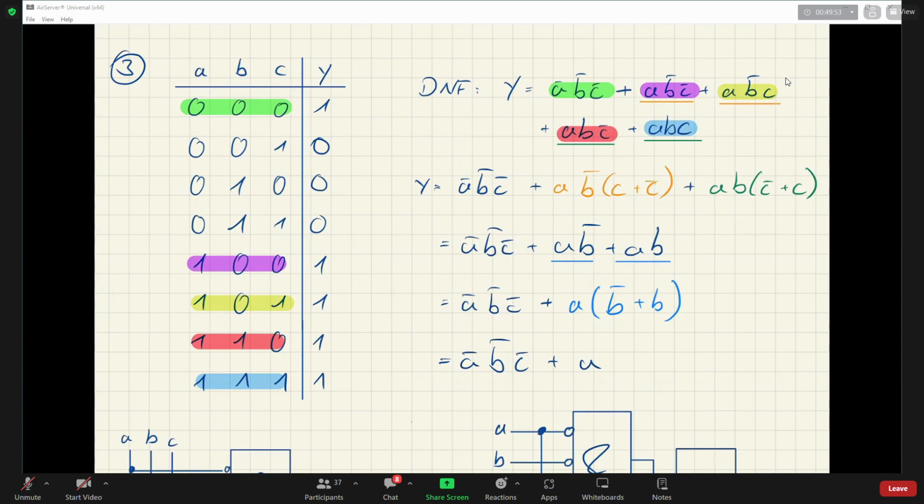Then you just simplify it by connecting all of them with an OR. And then I'm just simplifying. Or do you have questions on the simplification as well?